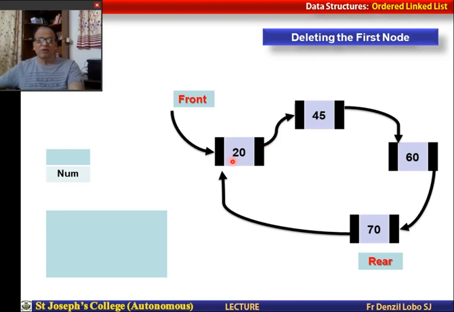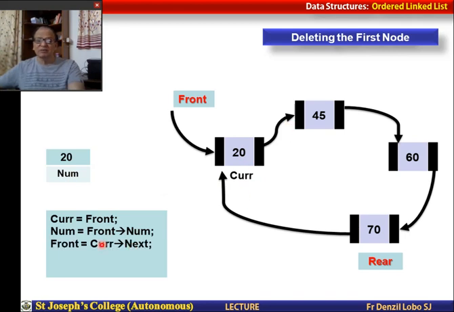So what do I do? Therefore, first I assign this front to a variable called current. Then I have to get this number. So this has become current. Then I say number is equal to front number or current number. So immediately this 20 is placed in this variable called number. Then what do I do? Now I have to remove this. I have to attach rear to this. So I say front is equal to current next. So now front is here, current next is the address of this. So this is what I do. Front is equal to current next.